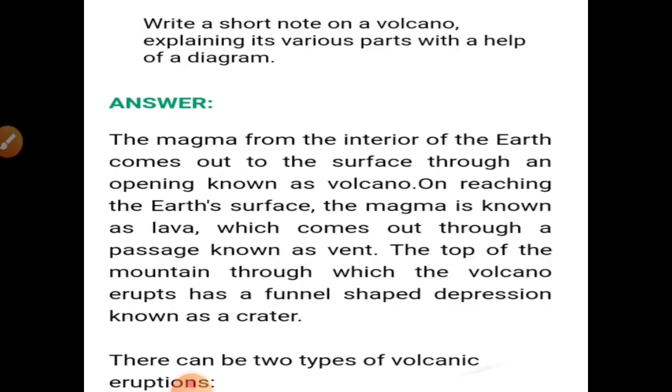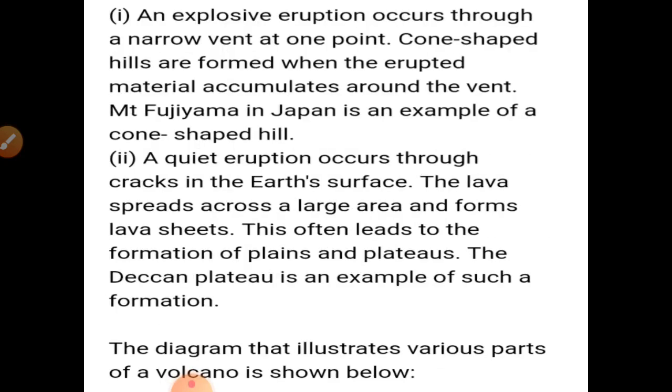On reaching the earth's surface, the magma is known as lava, which comes out through a passage known as a vent. The top of the mountain through which the volcano erupts has a funnel-shaped depression known as a crater. There can be two types of volcanic eruption. An explosive eruption occurs through a narrow vent at one point. Cone-shaped hills are formed when the eruption material accumulates around the vent. Mount Fujiyama in Japan is an example of a cone-shaped hill.